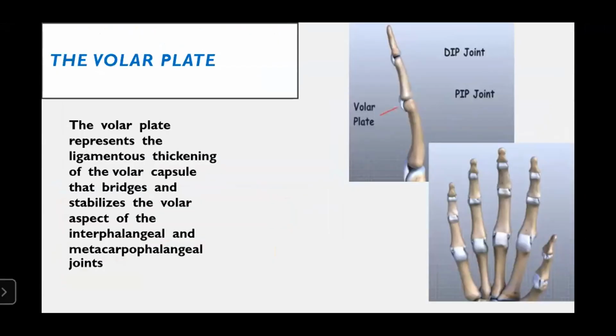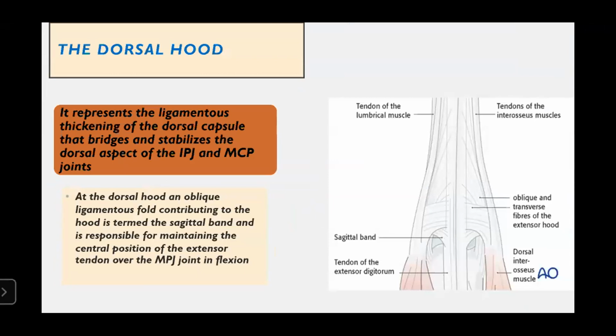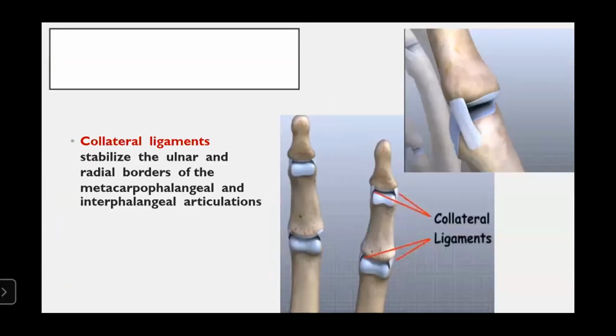The volar plate represents the ligamentous thickening of the volar capsule that bridges and stabilizes the volar aspects of the interphalangeal joint and metacarpophalangeal joint. The dorsal hood represents the ligamentous thickening of the dorsal capsule that bridges and stabilizes the dorsal aspect of the joints. From the dorsal hood, an oblique ligament called the sagittal band passes, which stabilizes the extensor tendon in its central position during extension of the metacarpophalangeal joint. Collateral ligaments stabilize the ulnar and radial border of the interphalangeal and metacarpophalangeal joints.